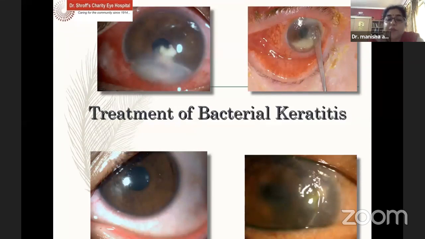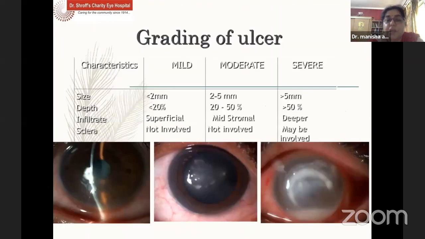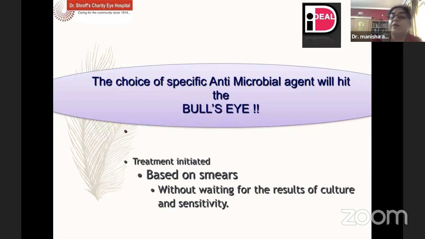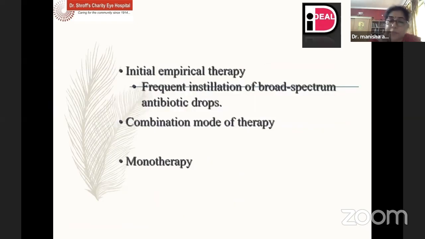So when we come to the treatment of bacterial keratitis, which may present in any of the forms, we should always grade the ulcer, whether it is mild, moderate, or severe ulceration. The choice of antibacterial agent always hits the bullseye. If we know which organism we are dealing with, we can go ahead with antibiotics based on the smears, without waiting for the results of the culture and sensitivity. That we can see after some time.